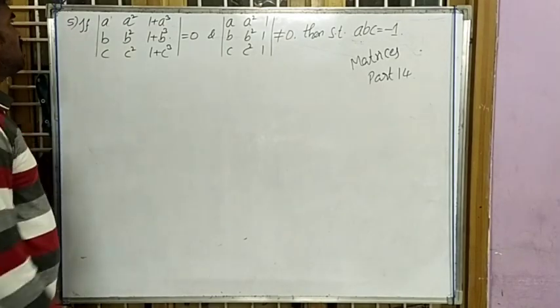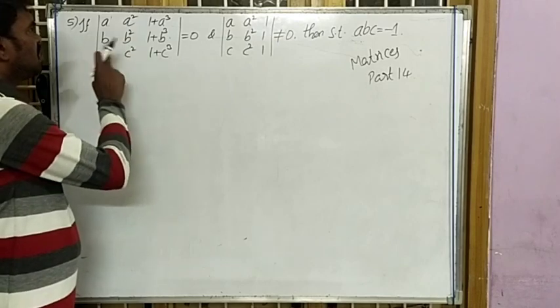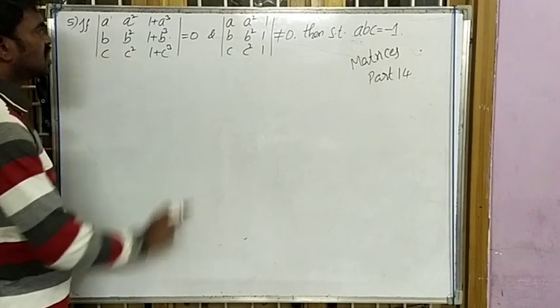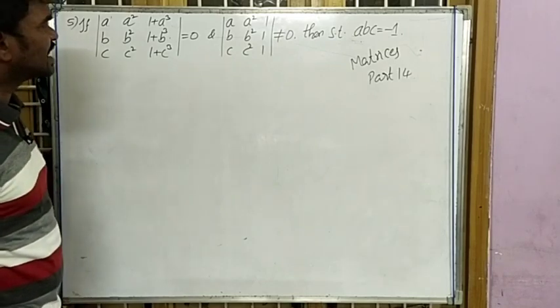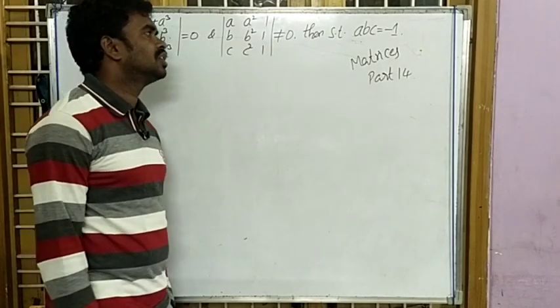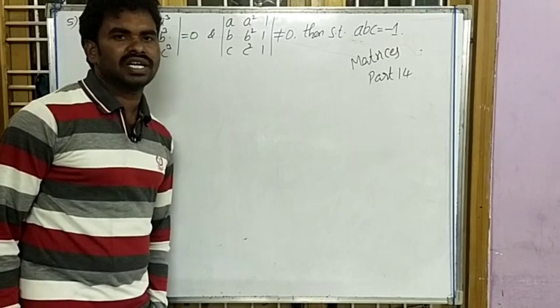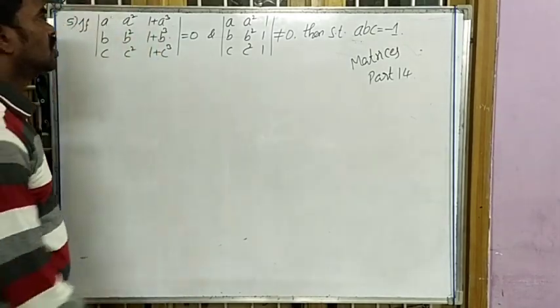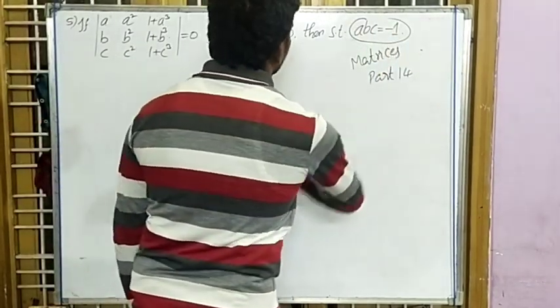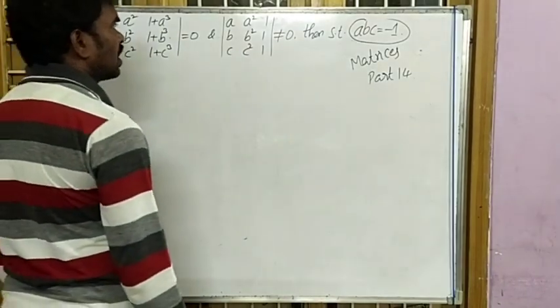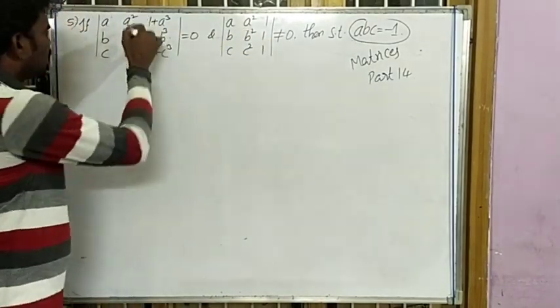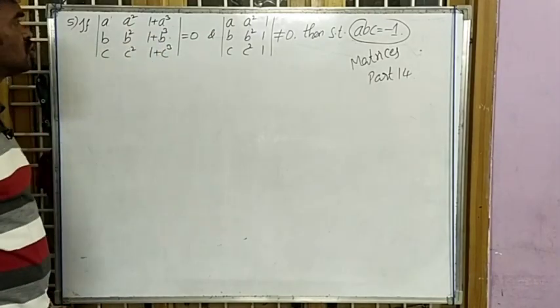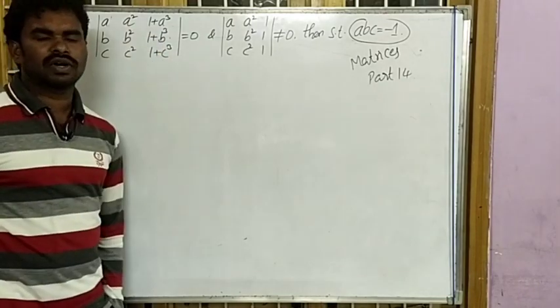If determinant |a^2 1 plus a^3, b^2 1 plus b^3, c^2 1 plus c^3| is equal to 0, and determinant |a^2 1, b^2 1, c^2 1| is not equal to 0, then show that abc is equal to minus 1. This is the question. So we need to prove abc is equal to minus 1. These two statements are given. How to solve this? This is also a very important problem.